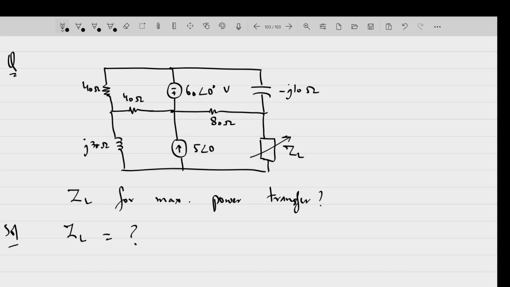Yes. Sorry, sir. My connection was lost because of an internet issue. So sorry for that, sir. Find out the value of ZL for this circuit for which maximum power will be delivered. Find ZTH, no need to find VTH.